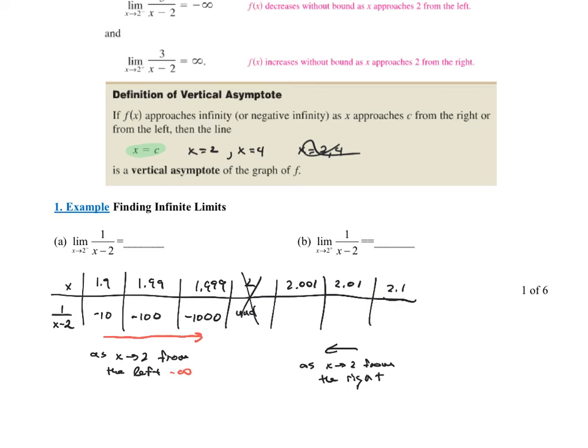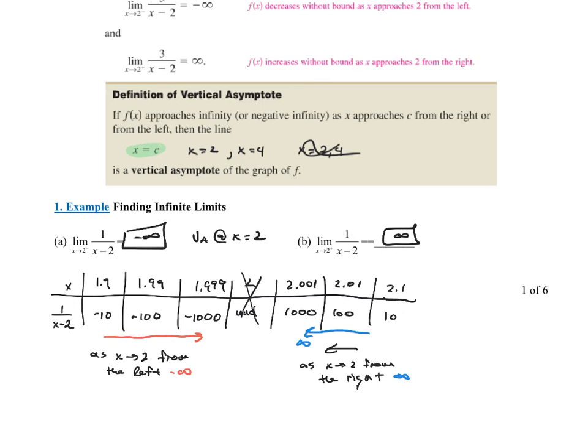Let's try the exact same thing from the right. Let's plug in those numbers now. If I go back in and I plug in 2.1, I'm getting 10. If I plug in 2.01, I'm getting 100. If I plug in 2.001, I'm getting 1,000. So as I get closer and closer from the right, it appears that I'm getting larger and larger, approaching infinity. So from the left I'm approaching negative infinity, and from the right I'm approaching infinity, so we could conclude there is a vertical asymptote at x equals 2.